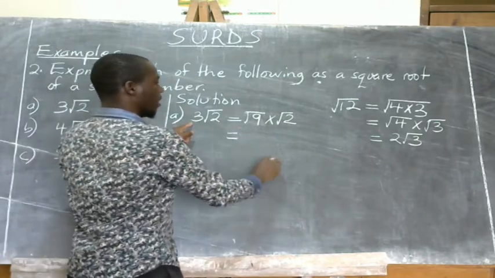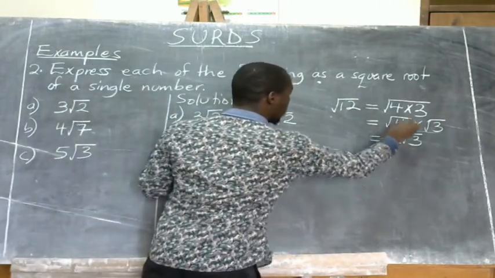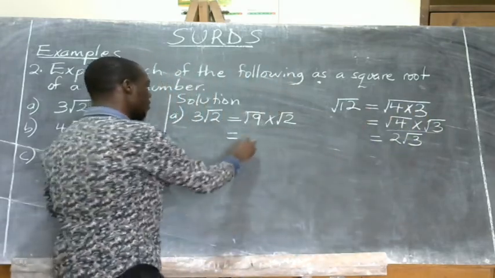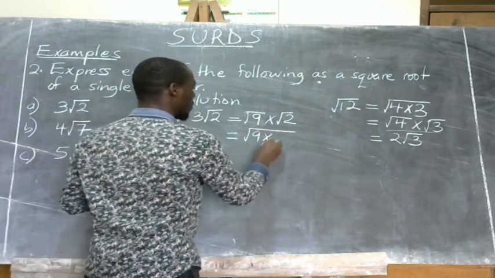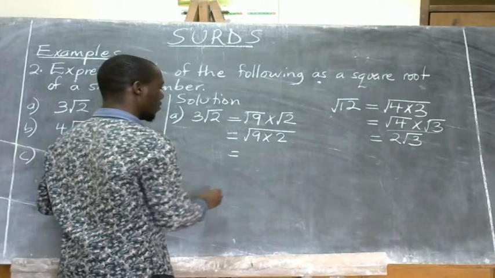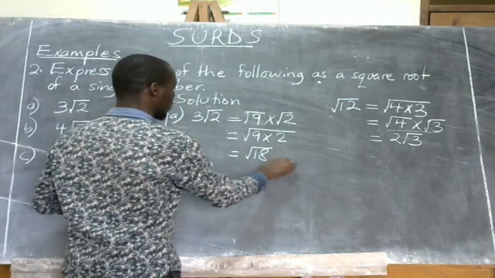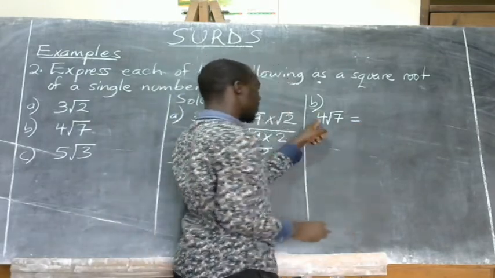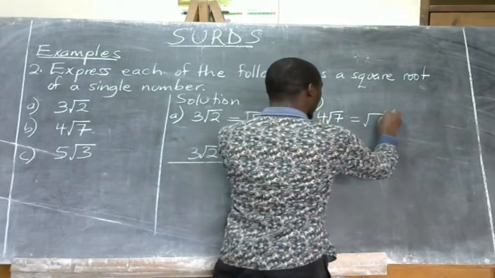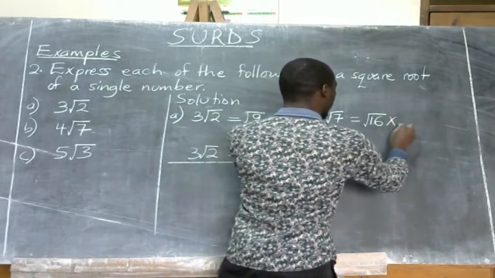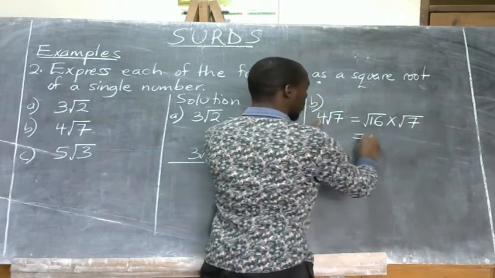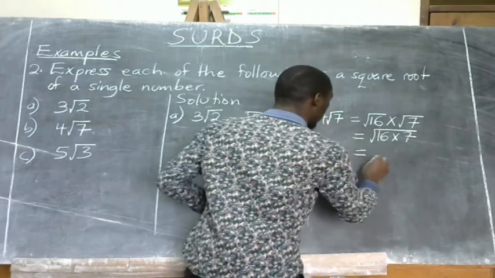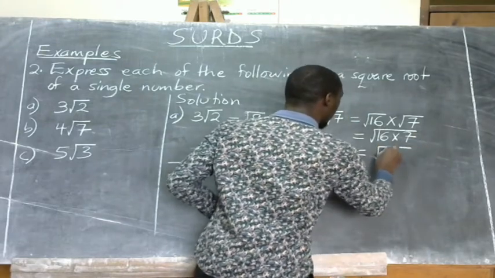Then now, when you look at this step here, I'm going to multiply them and then put them under one square root. So this one here is going to be root of 9 times 2, and that is going to be root of 18. Part B, the number that gave us 4 was square root of 16, then times root of 7. Then here I have root 16 times 7. So this we get root of 112.